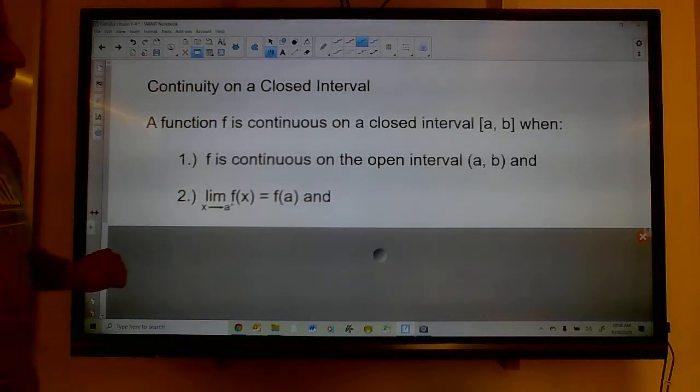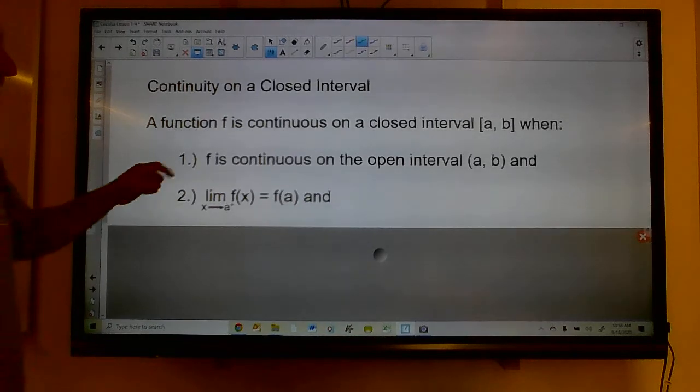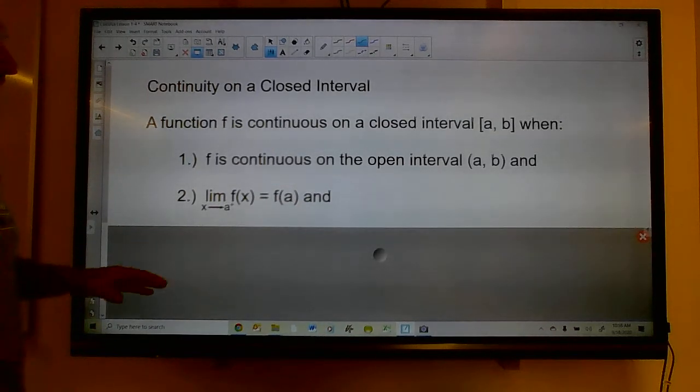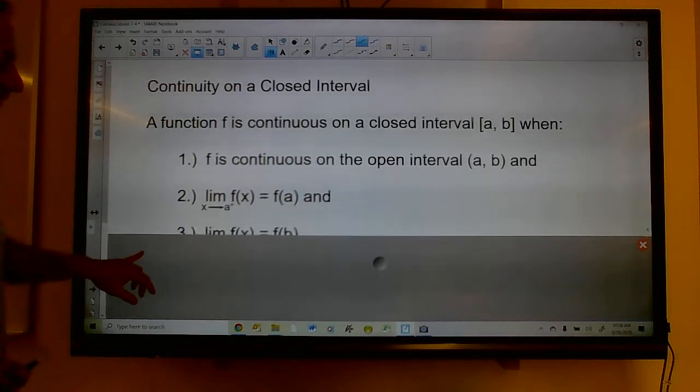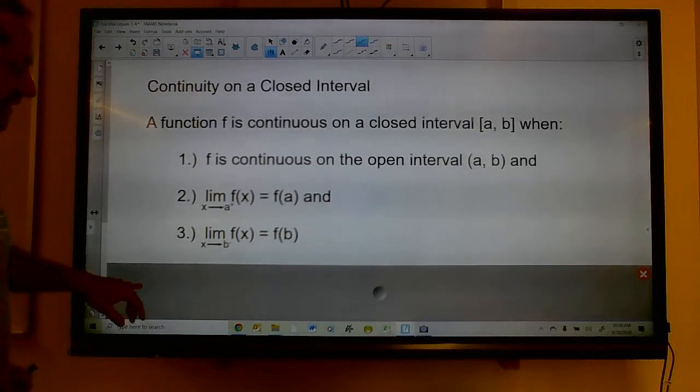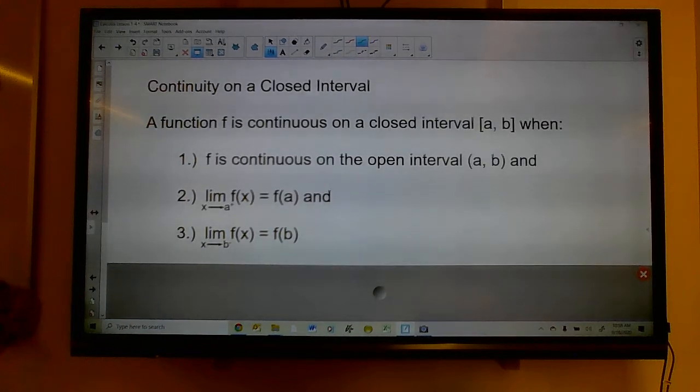The function f is continuous on the closed interval [a, b] when f is continuous on the open interval (a, b), and the limit as x goes to a from the positive side of f of x equals f of a, and the limit as x goes to b from the negative side of f of x equals f of b.